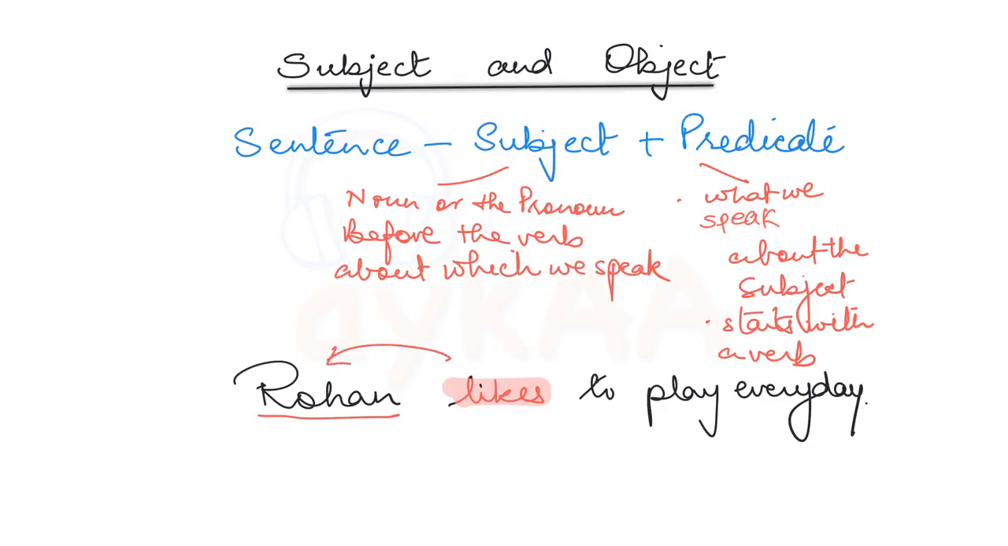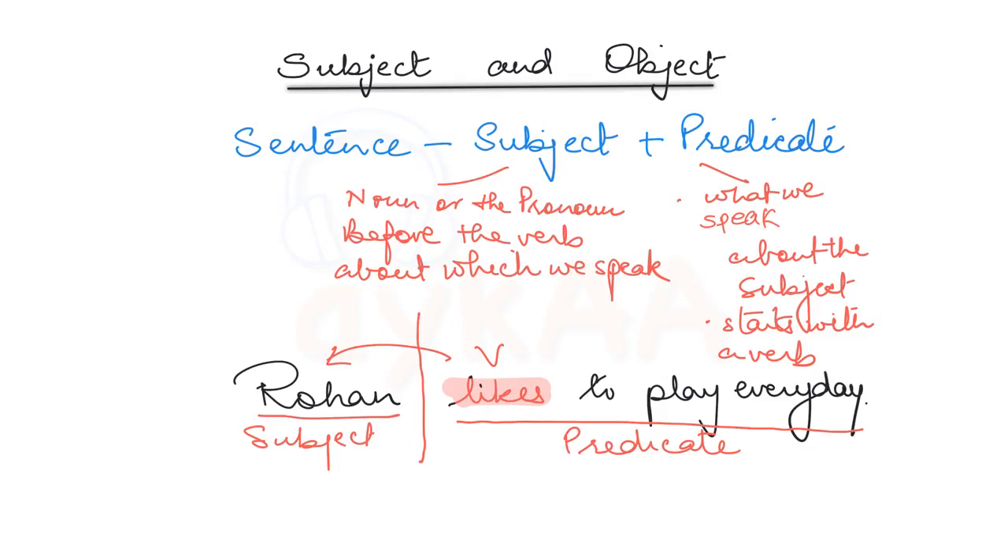Now, therefore, in this sentence, we have two parts, that is Rohan, the subject, because it is the noun or the pronoun that we are speaking about here. In this case, it's the noun. And starting from the verb likes, so we know likes is the verb, this entire part is the predicate.